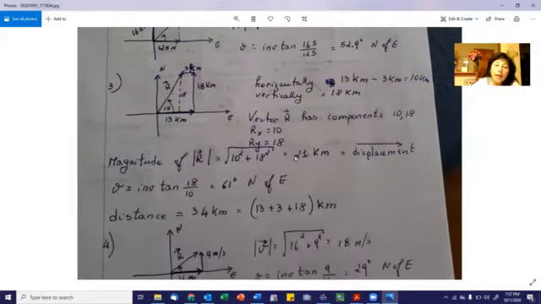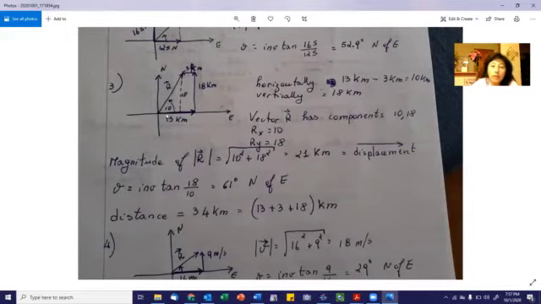Okay, then number 3 instead, this is different because you have 13 east, 3 west, which gives you a total of 10 east, and then 18 north. Sorry about the clock. So at this point, you have horizontally 10 kilometers, vertically 18 kilometers. So your vector has components 10, 18. With those two components, you can solve for magnitude and direction again.